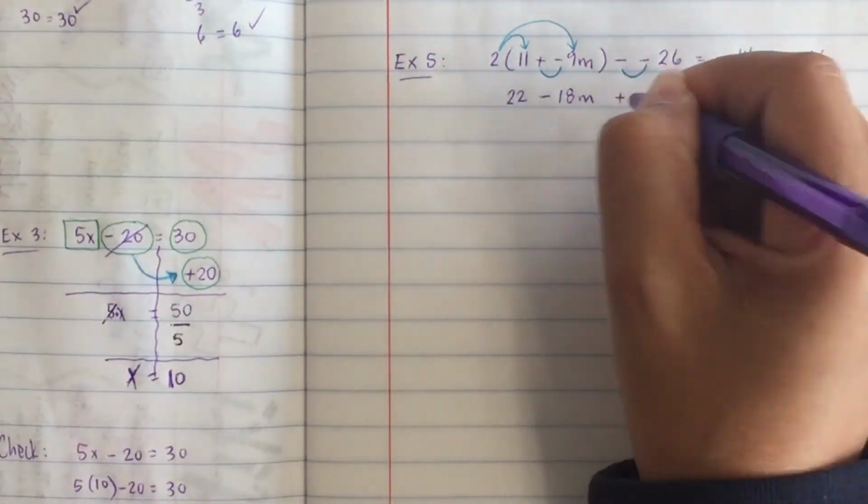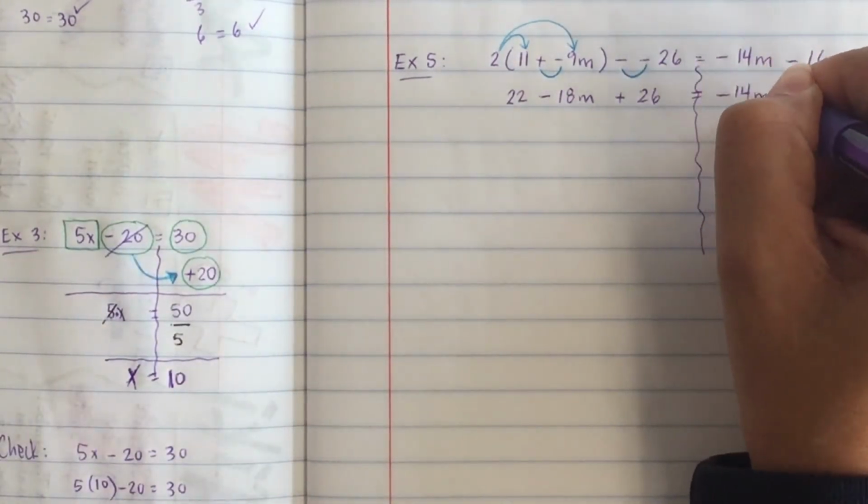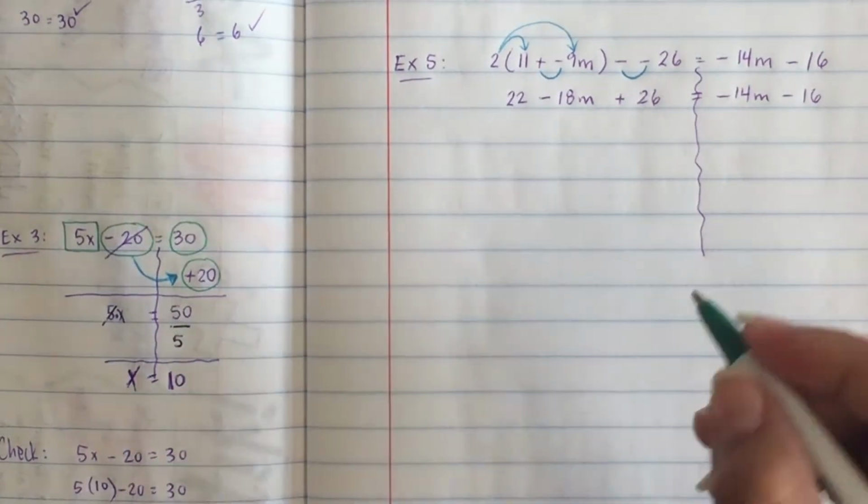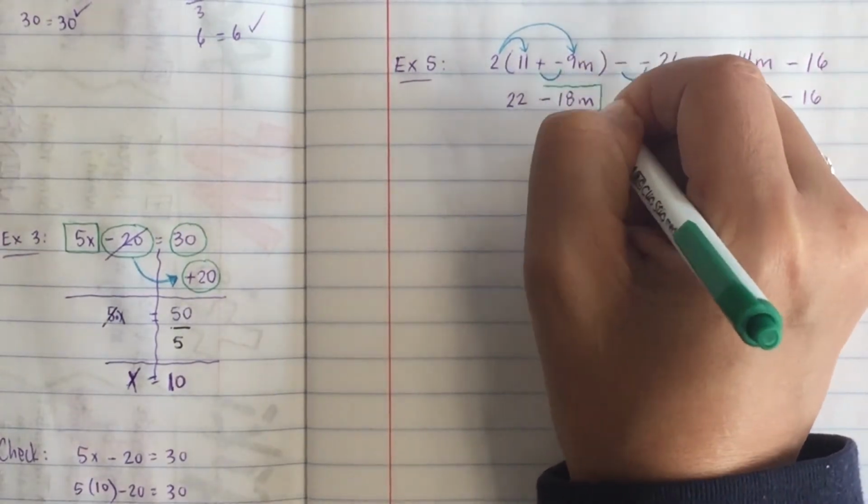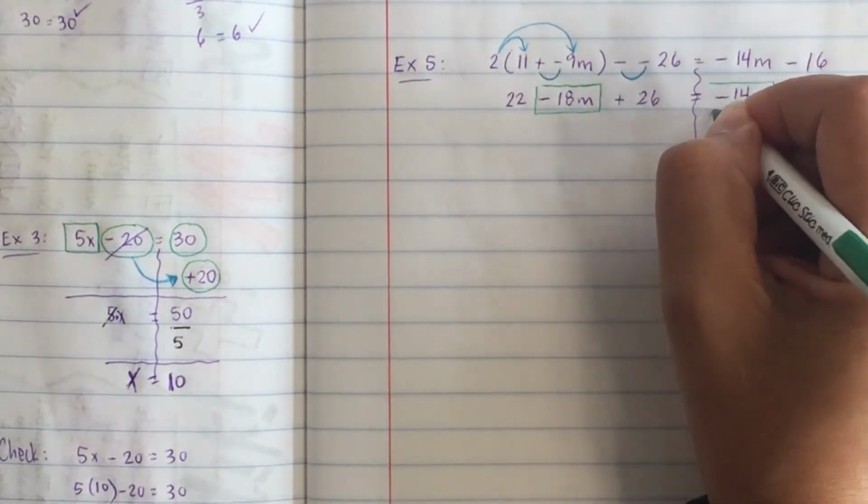Draw a smiley face again. Good or bad? Good. So that's going to be positive. Positive 26. And the other side stays the same. All right. Boxes and circles. Do not forget the variable. Do not forget the symbol.